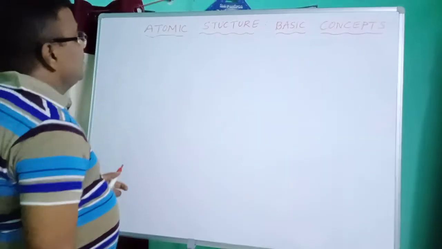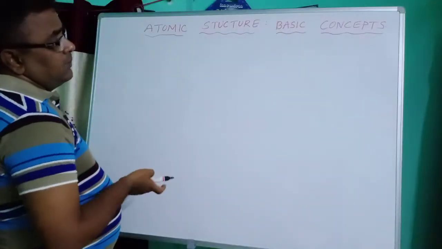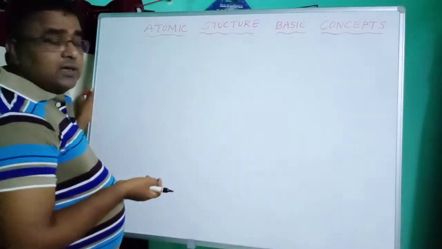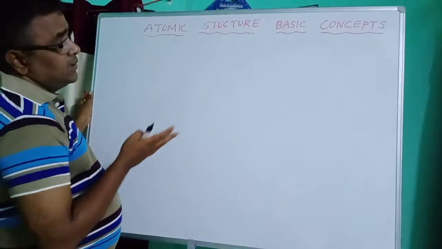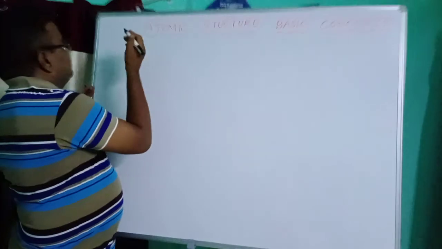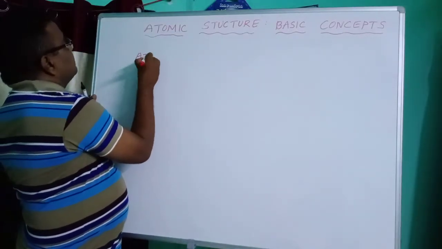Dear students, today in this class we have to learn about atomic structure, some basic concepts. The basic concepts in atomic structure are very useful, very useful from lower sections to higher sections, from sixth, seventh to higher sections, or plus one, plus two or anything. So the first concept is atom.